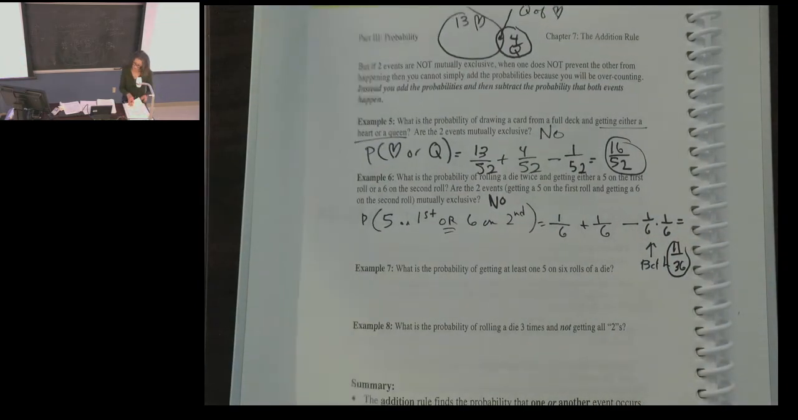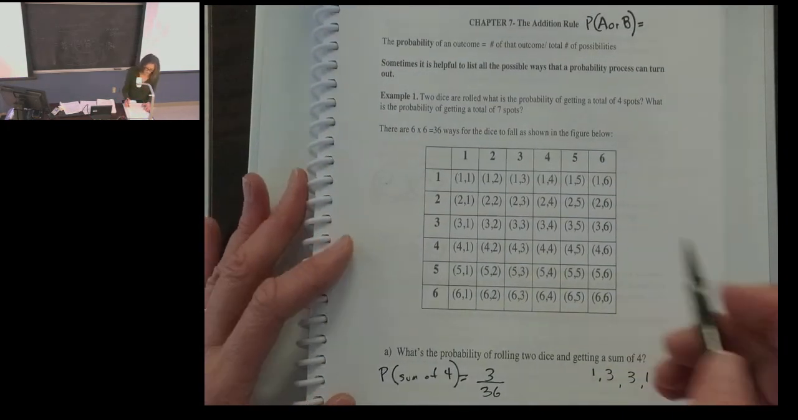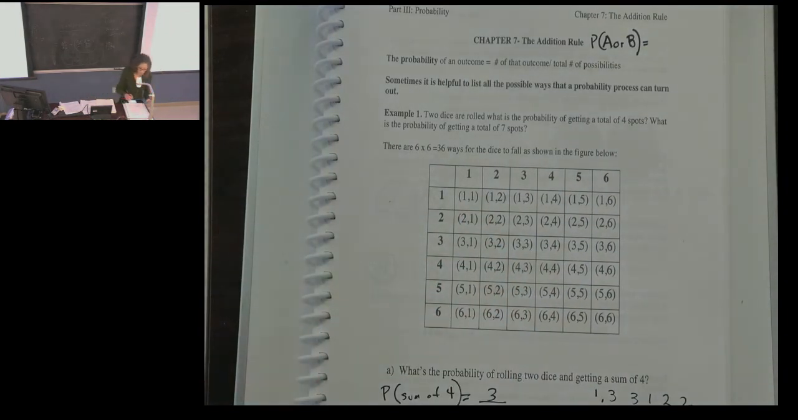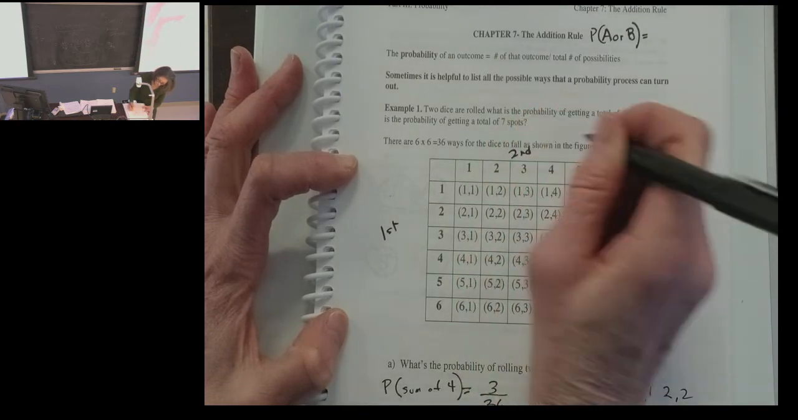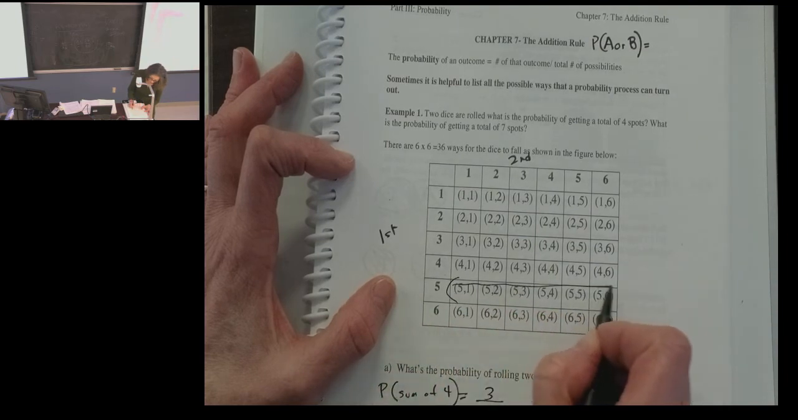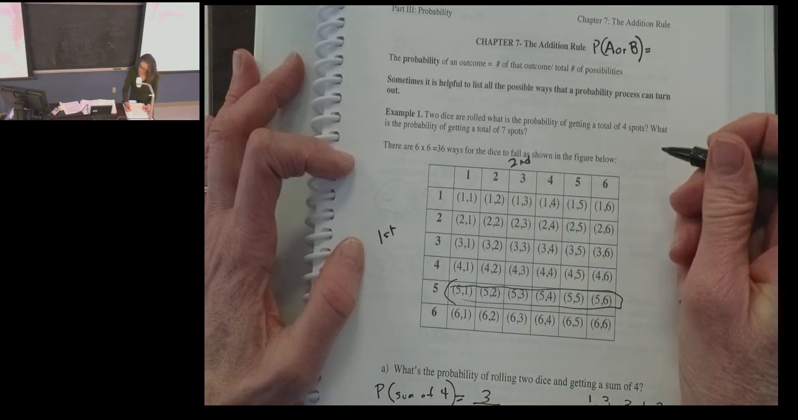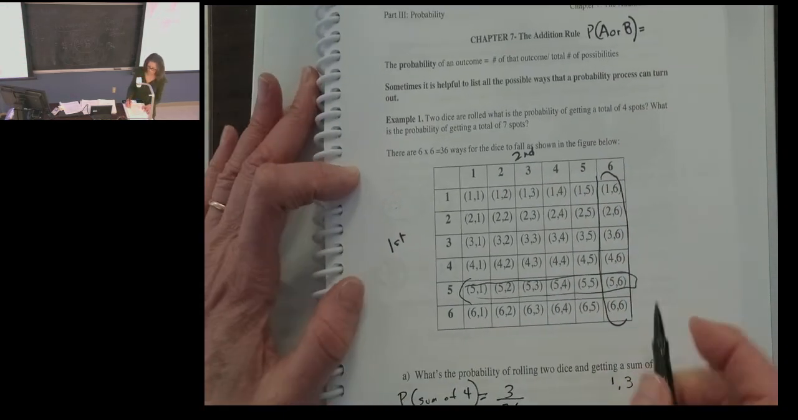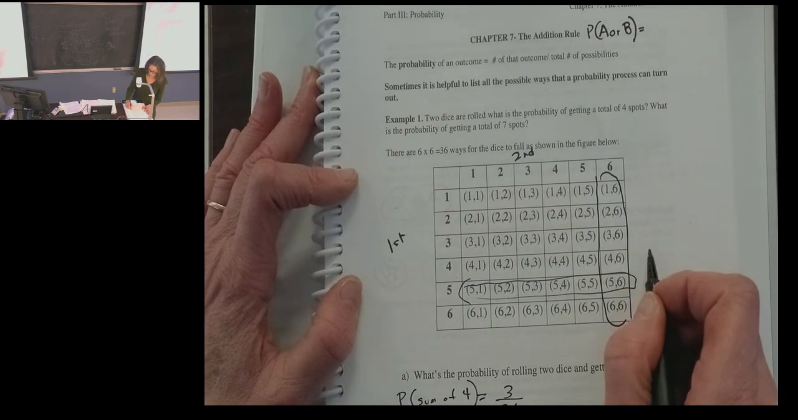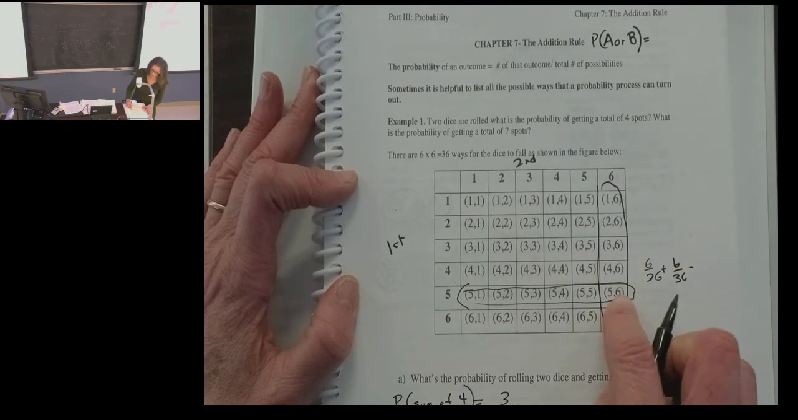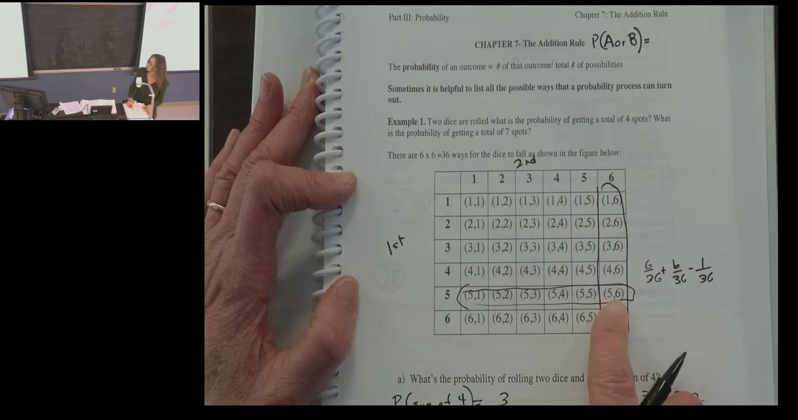See the picture. Let's say this is the first roll and this is the second; I don't care which one you call the first. It really doesn't matter. Getting a 5 on the first is this, 6 ways, right? And a 6 on the second is this. And so we double counted this. So we have 6 over 36, which is 1/6, plus 6 over 36 minus 1 out of 36. We double counted that one.